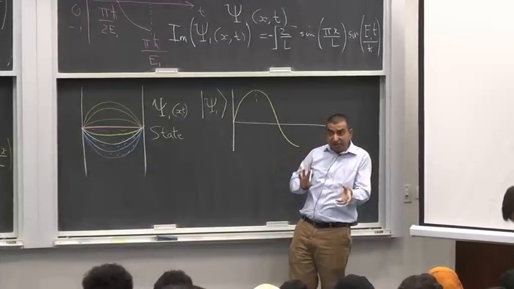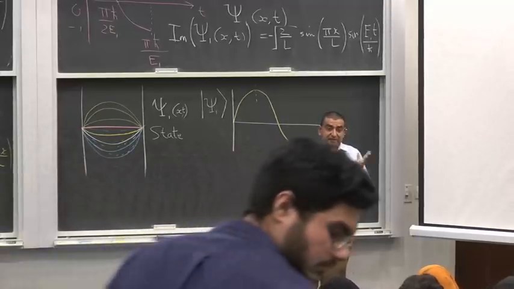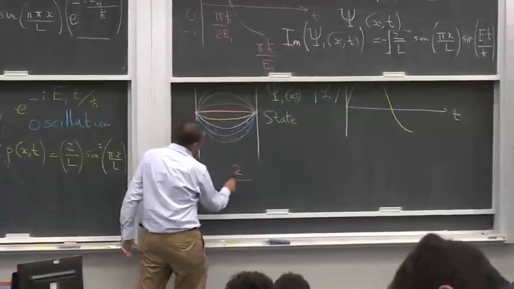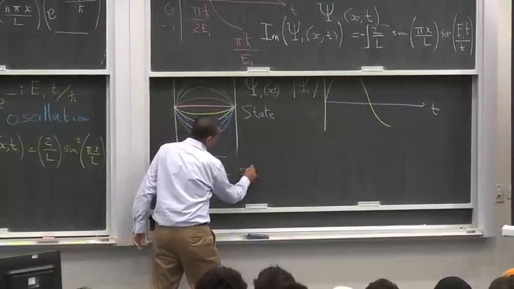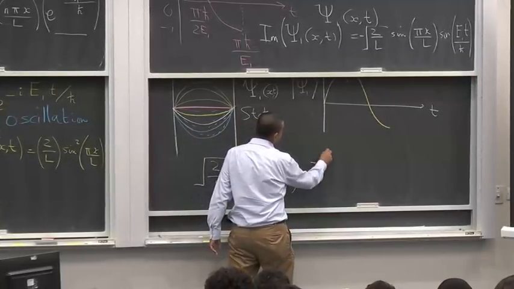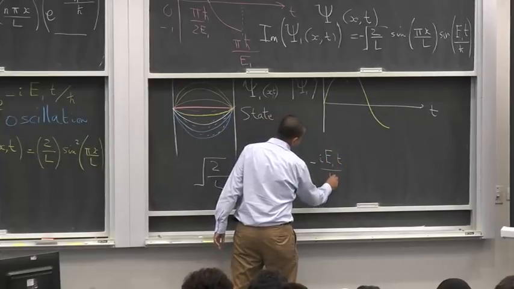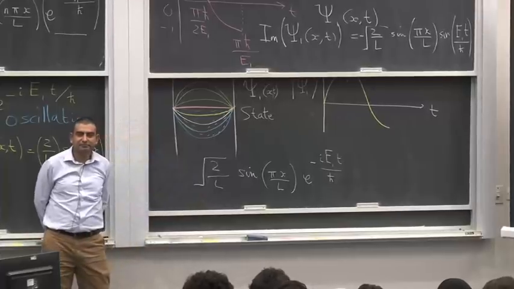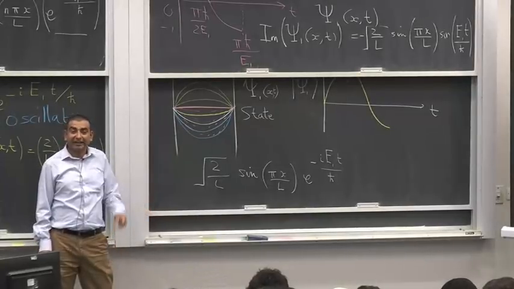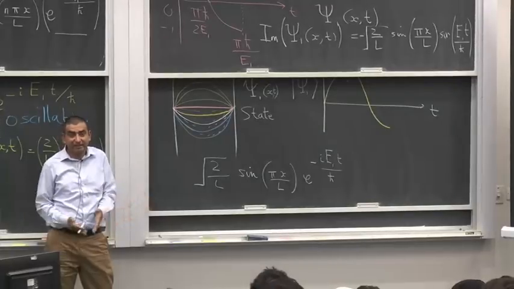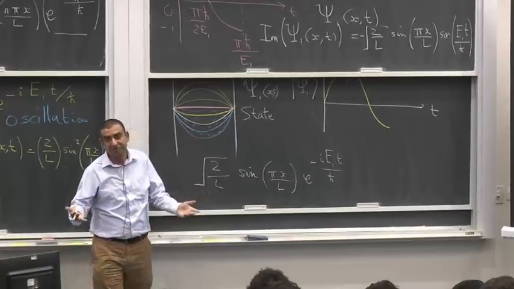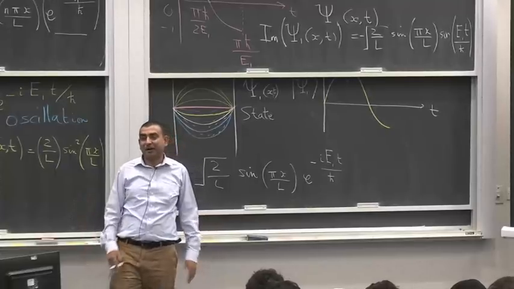Now, we can have superpositions of states. We've defined stationary states, and we can have superpositions of states as well. For example, I have a state 2 over L sine pi x over L e to the minus i E1 t over h bar. This is just the ground state. But who's stopping me from adding to this another wave function? I can have superpositions. I can have the particle in two states at the same time, three states at the same time, 100 states at the same time. There's no one stopping me from doing that. In fact, quantum mechanics gives you this leverage. This is what real systems are like. Particles can exist in superposition.